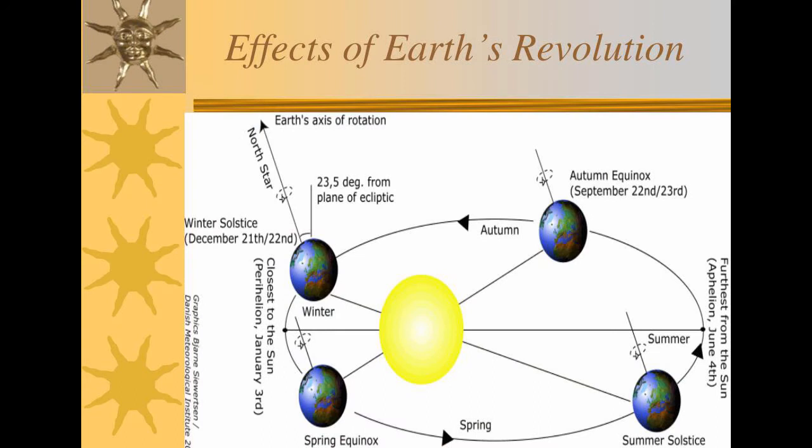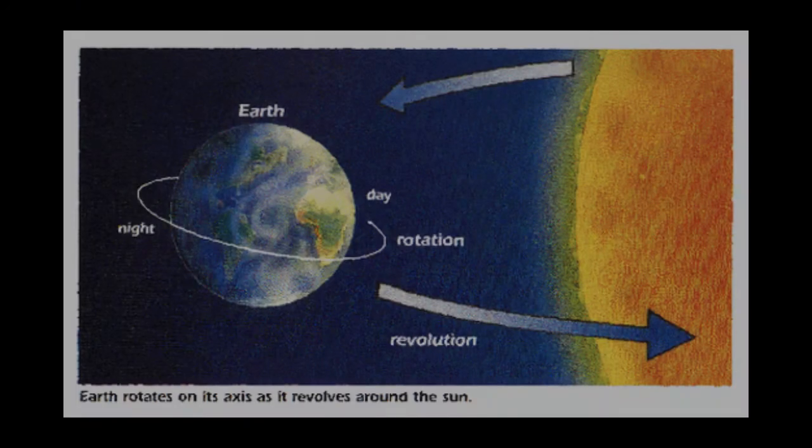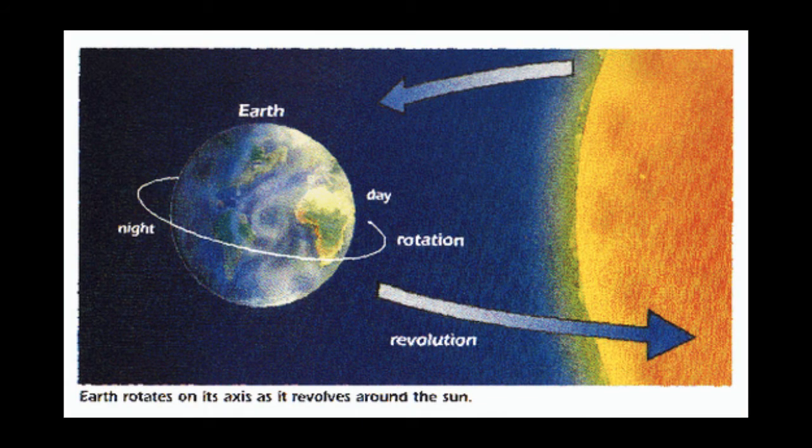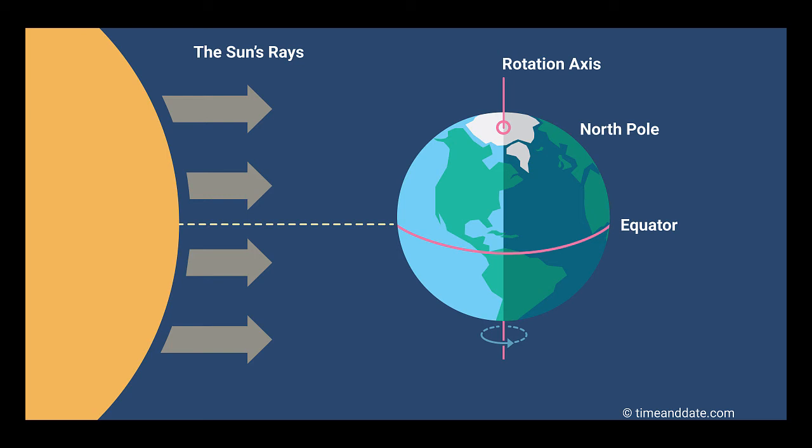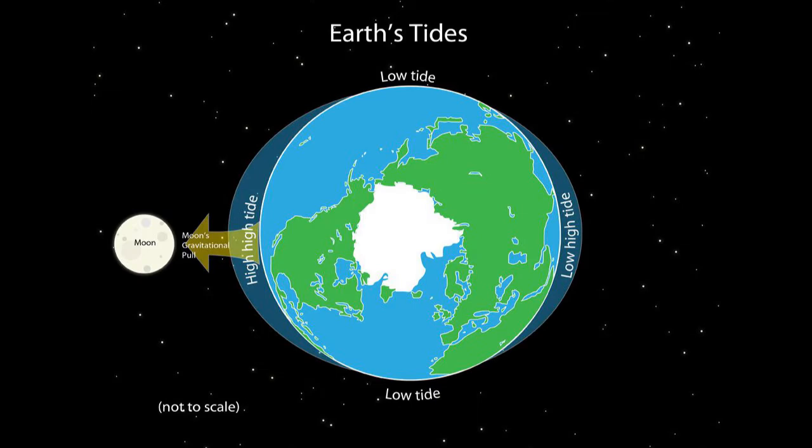Effects of the Earth's rotation. Number 1. Days and nights occur due to the rotation of the Earth. When the Earth rotates, the side facing the sun has day and the other side facing away from the sun has night. Number 2. The Earth's rotation is responsible for the occurrence of tides in the oceans.